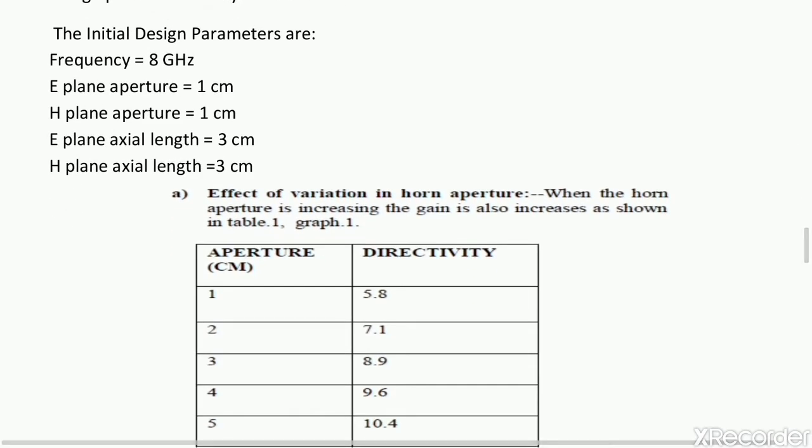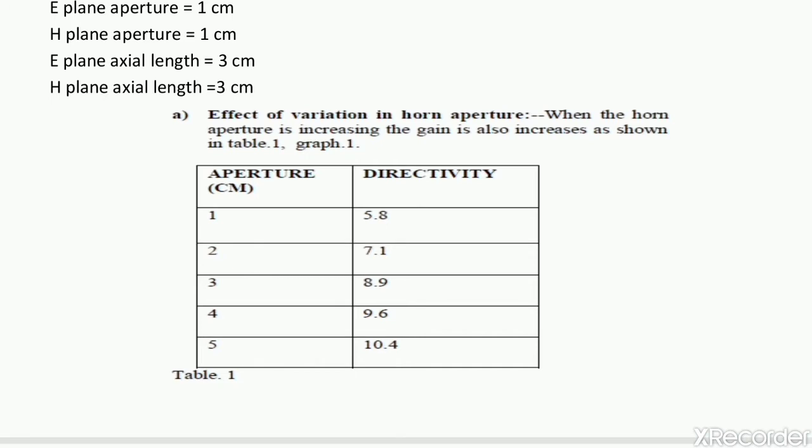From this table you can see the effect of variation in the horn aperture. Aperture is the front portion of the horn, which is nothing but the cross section. In the first column the aperture is given in centimeter. We are increasing the horn aperture: 1 centimeter, 2 centimeter, 3 centimeter, 4 centimeter, and 5 centimeter. There is also an increase in directivity. For 1 centimeter the directivity of the horn antenna is 5.8, and for the last one, 5 centimeter, the directivity increases to 10.4.